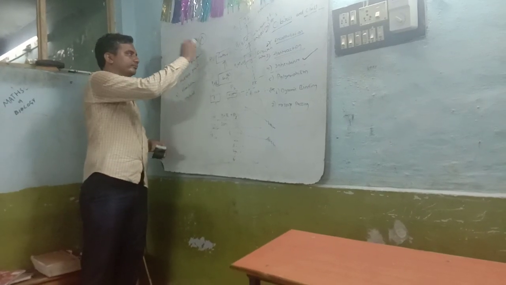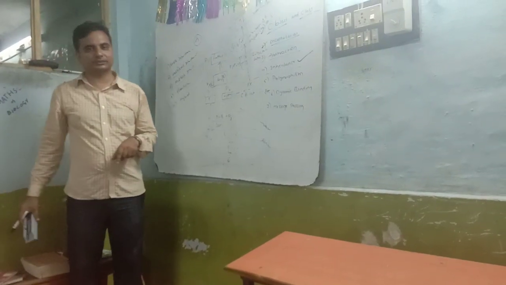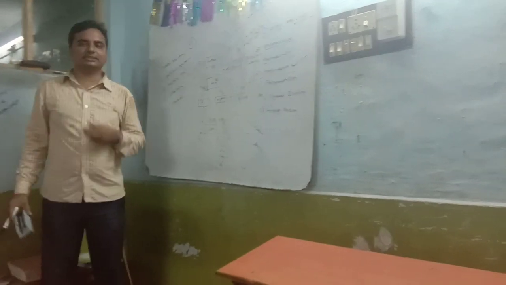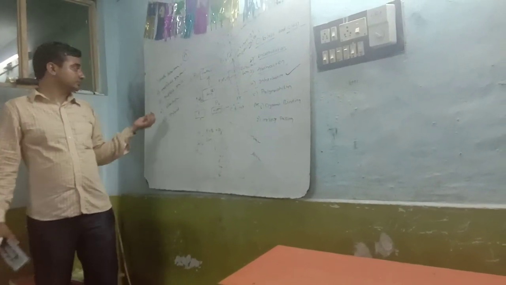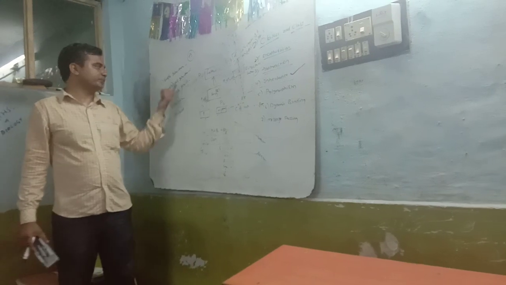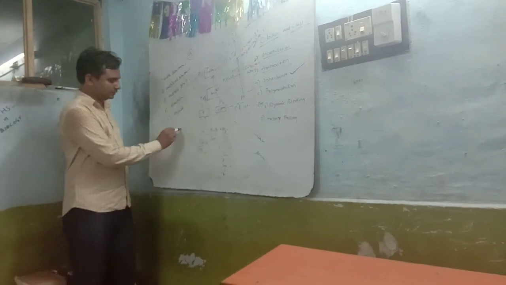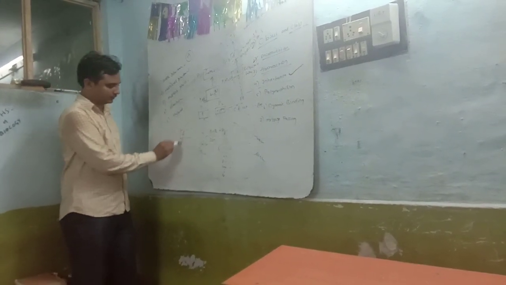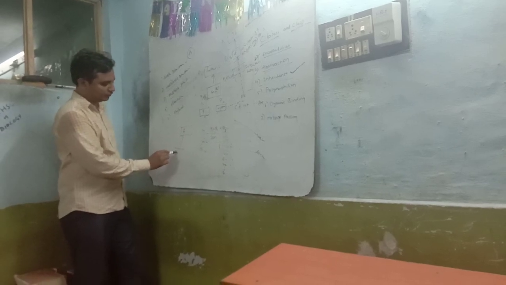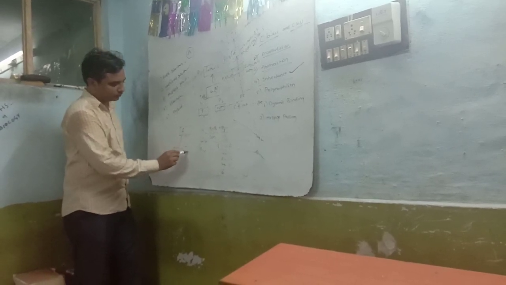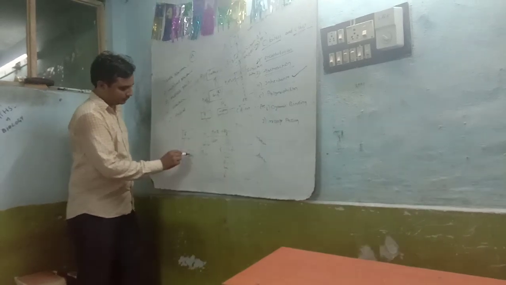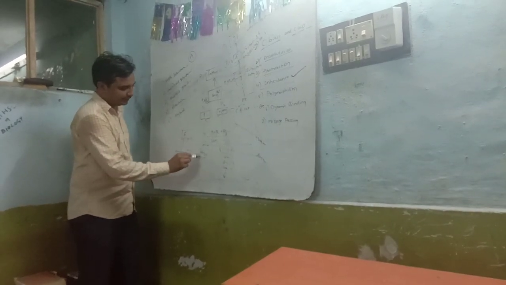Next, hierarchical inheritance. Hierarchical inheritance means the reverse of multiple inheritance. That is, your father. Father has son 1, son 2, and so on, son n.